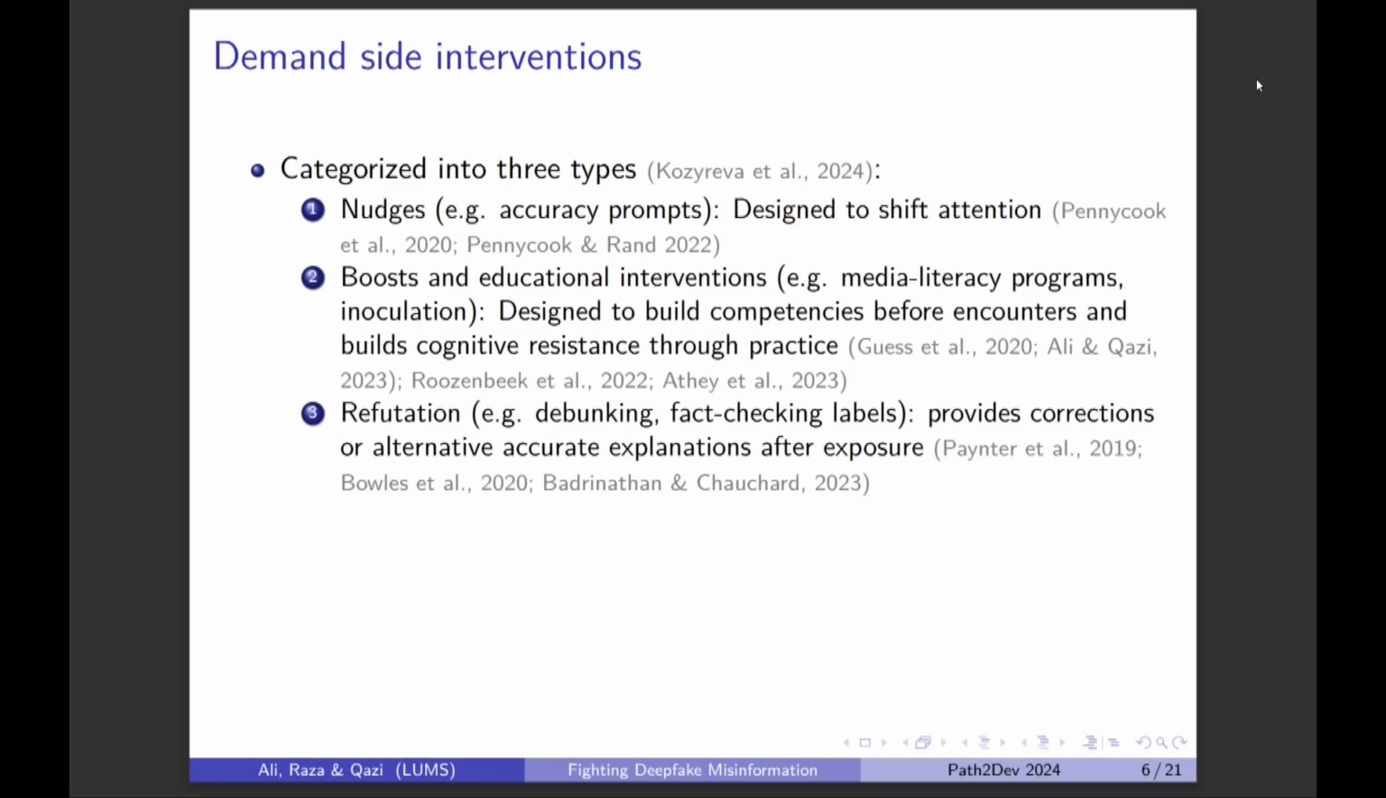And finally, refutation, which is after someone is exposed to or sees a news item, you could have, for example, a fact-checking label or a debunking claim attached to that, and these are the three main types of demand-side approaches. And while there's a lot of evidence which comes from developed countries about how these approaches work, and they're generally effective with mixed results, there's a lot of gap in terms of how these approaches work in low and middle income countries.